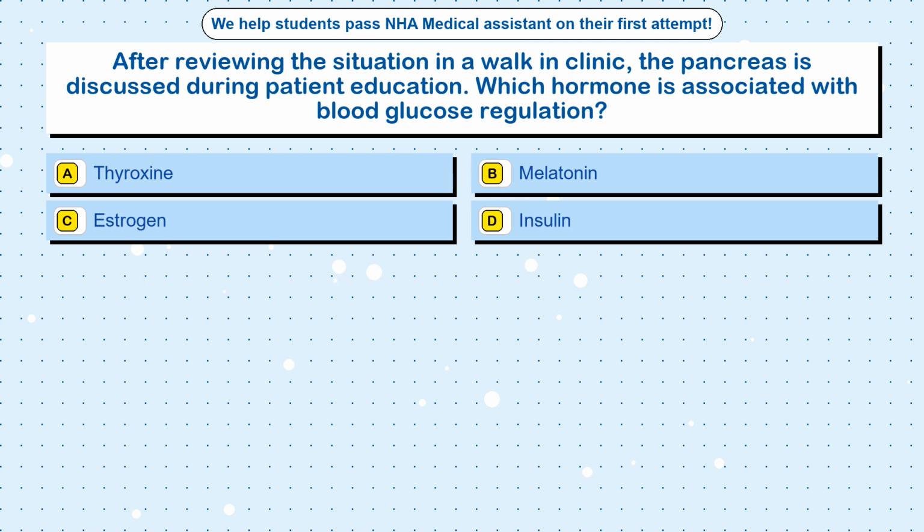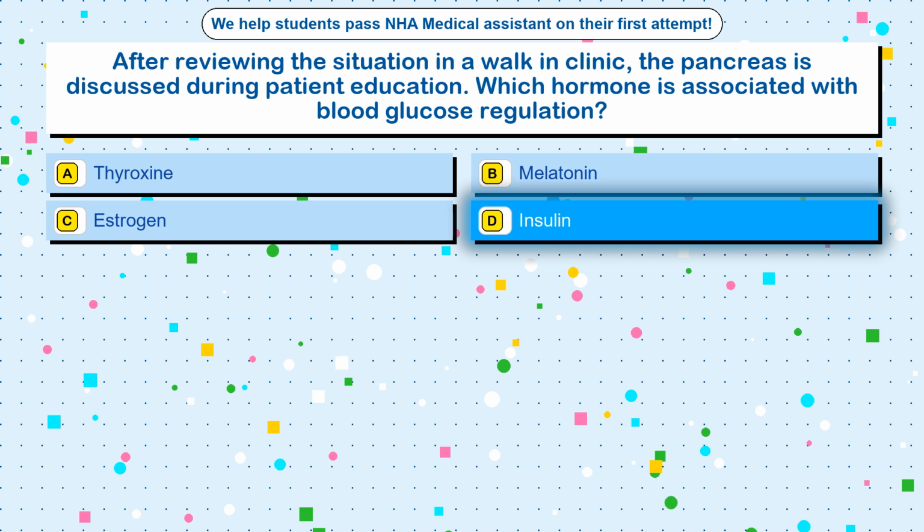Question 46. After reviewing the situation in a walk-in clinic, the pancreas is discussed during patient education. Which hormone is associated with blood glucose regulation? Option A, thyroxine. Option B, melatonin. Option C, estrogen. Option D, insulin.